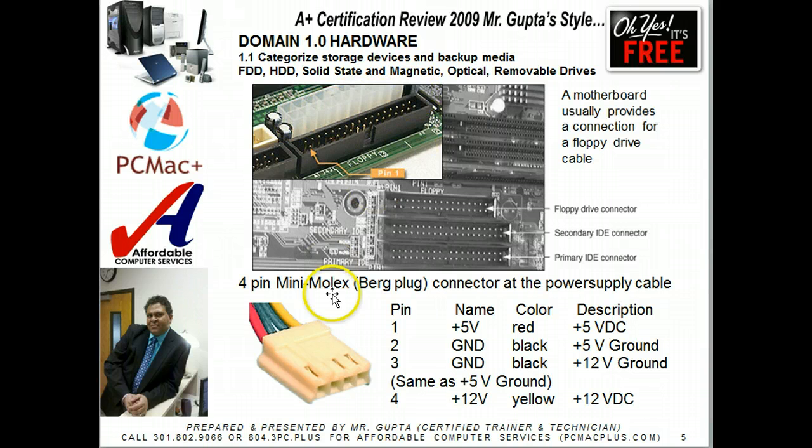This right here is the picture of a Berg connector, and you can see that you have a red cable, a yellow cable, and a black cable. In this picture it's showing you blue, but it is actually a black cable. The red cable is holding the plus 5 volt DC. The black is of course the number 2 cable, which is holding plus 5 volt ground and plus 12 volt ground, and the yellow one is holding plus 12 volt DC.